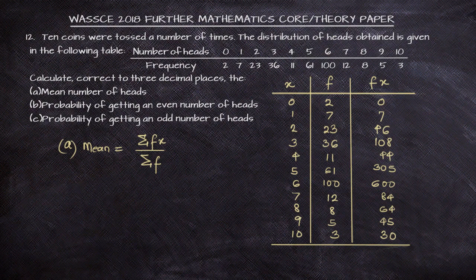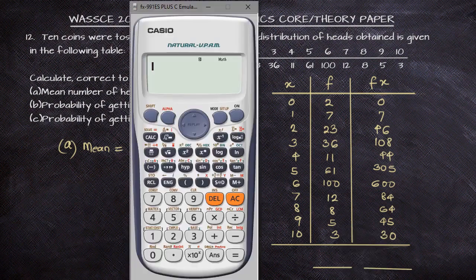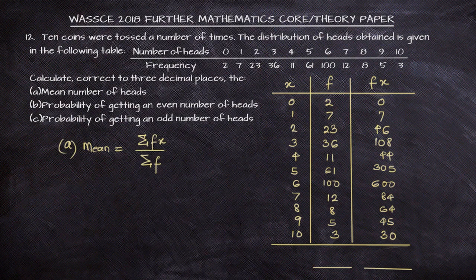Let's bring in our calculator. We want to sum the frequency and fx. So for the frequency, we have 2 plus 7 plus 23 plus 36 plus 11 plus 61 plus 100 plus 12 plus 8 plus 5 and plus 3. So the sum of the frequency is 268.